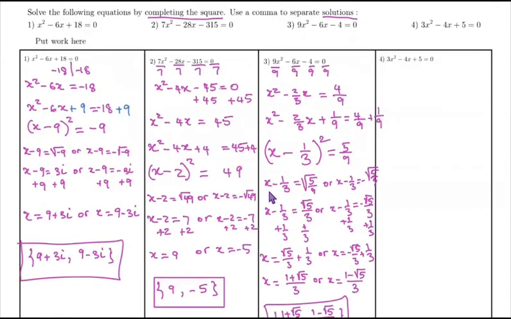Next, solve the equation 3x squared minus 4x plus 5 equals 0 by completing the square. Since the coefficient of the quadratic term is not 1, let's divide by this coefficient. We'll divide by 3.